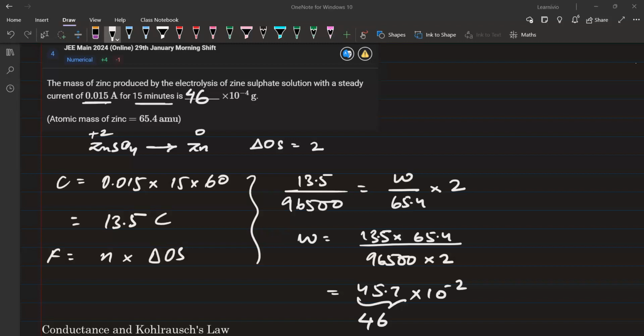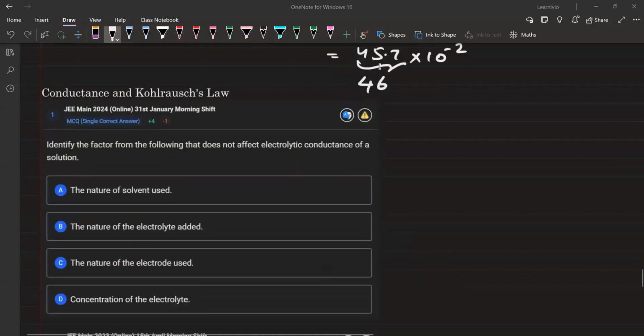Yes, sir. Then last two lines. What are you saying? Oh, you are saying last two lines you try to.